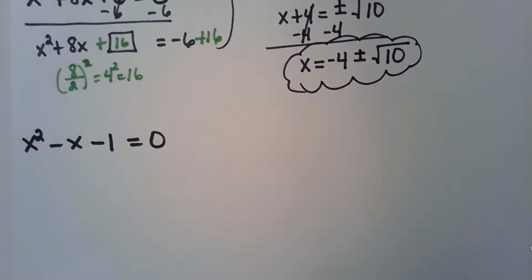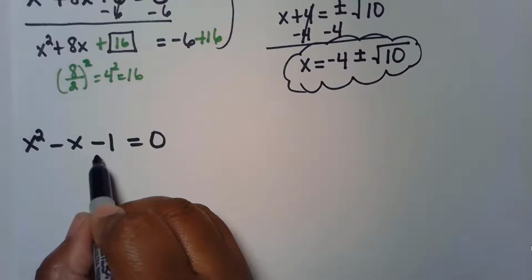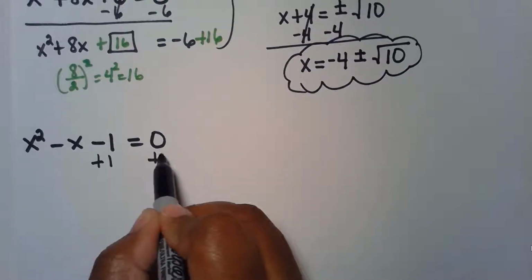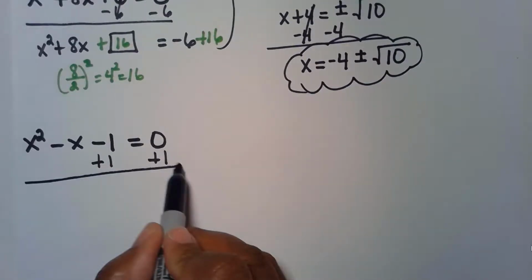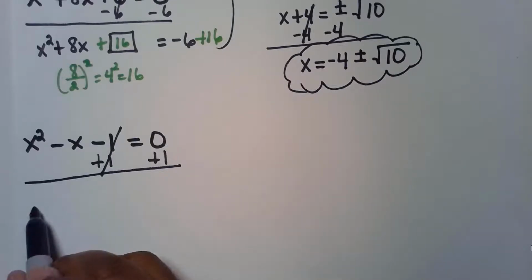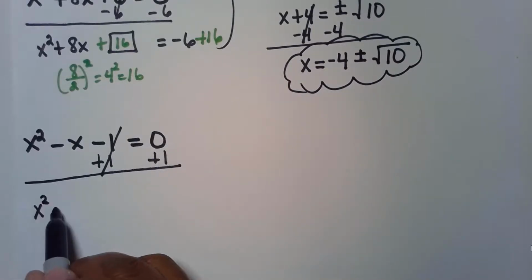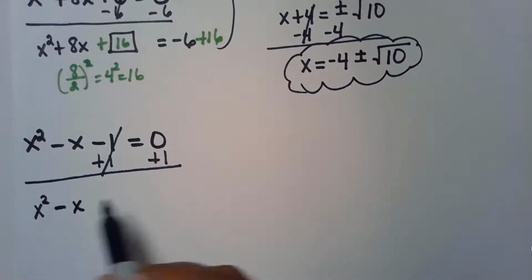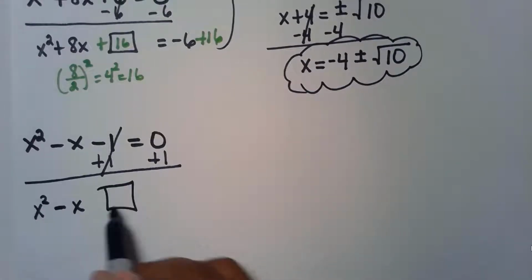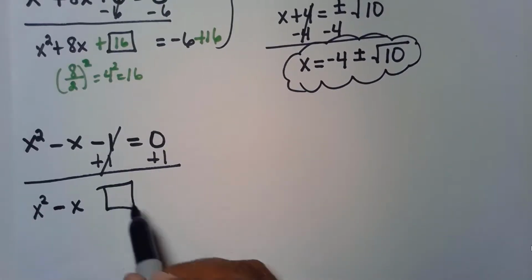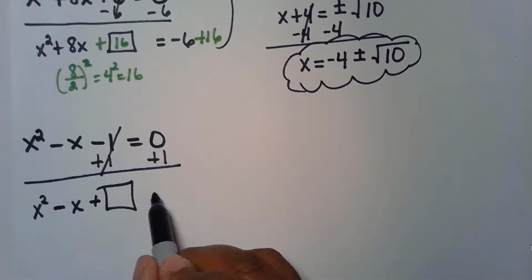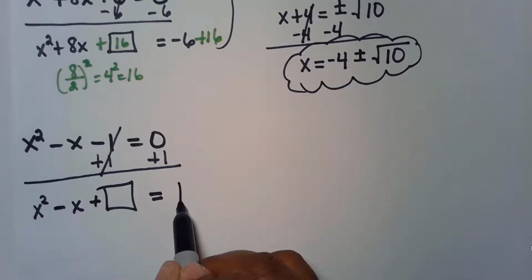Our next example, we have x squared minus x minus 1 equals 0. We want our constant term by itself on one side, so we're going to add 1 to both sides. And on the left-hand side, we have x squared minus x. And then we're going to fill in the missing part to make it a perfect square trinomial equals, on the right-hand side, 1.